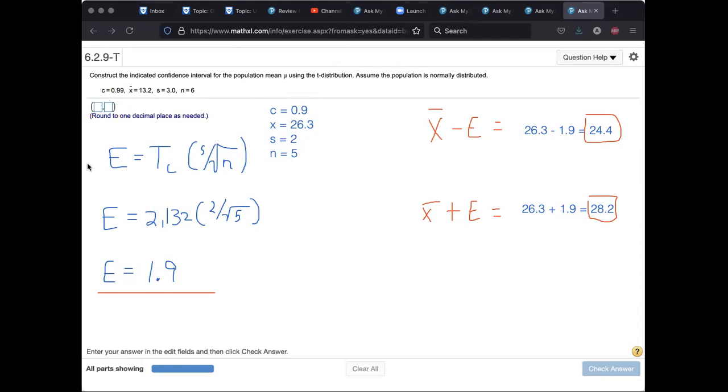The whole key is being able to apply the margin of error formula. And then the second key is, can you find the critical value? To find the critical value, you take the level of confidence and your sample size and go to the T-table and find the value of 2.132. Plug in your values and simplify the process.